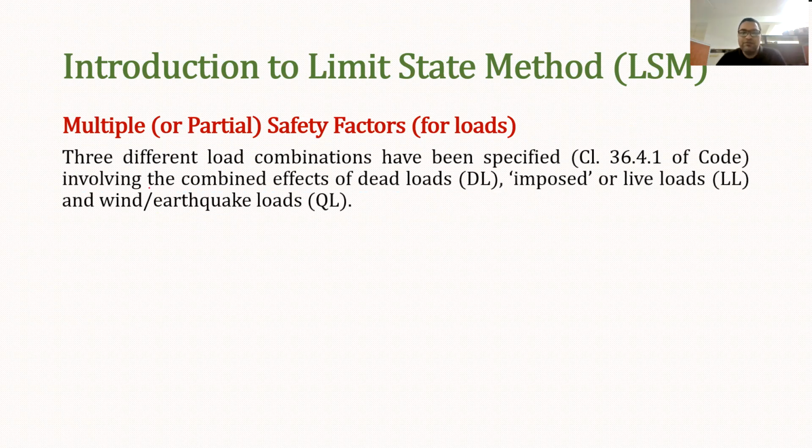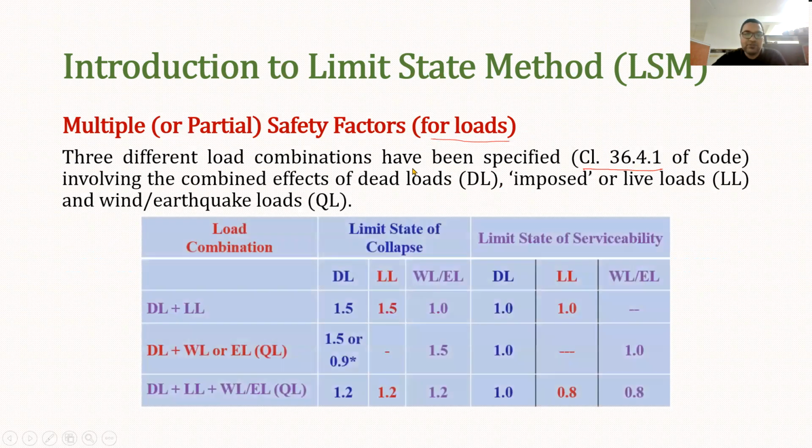So now we will see what the partial safety factors for loads are. In the previous slide, we have seen the partial safety factor values in case of materials, for concrete and for steel. Now we will see the various partial safety factors for different types of load. If you refer to clause 36.4.1 of the IS code, there you will find a table similar to this one.